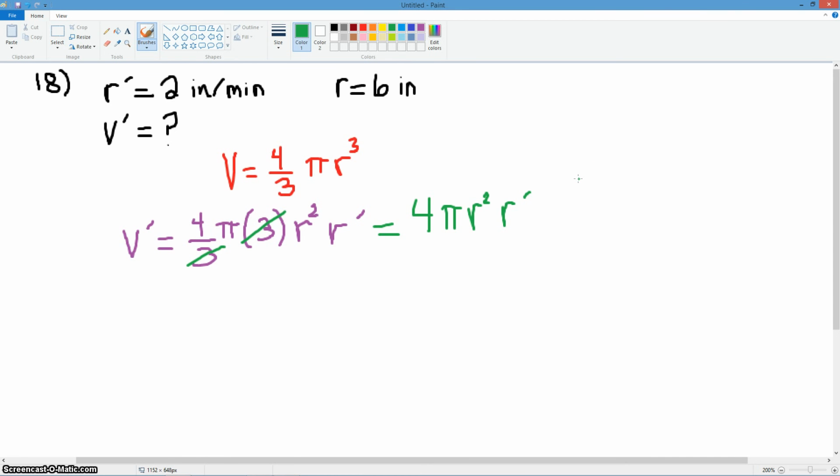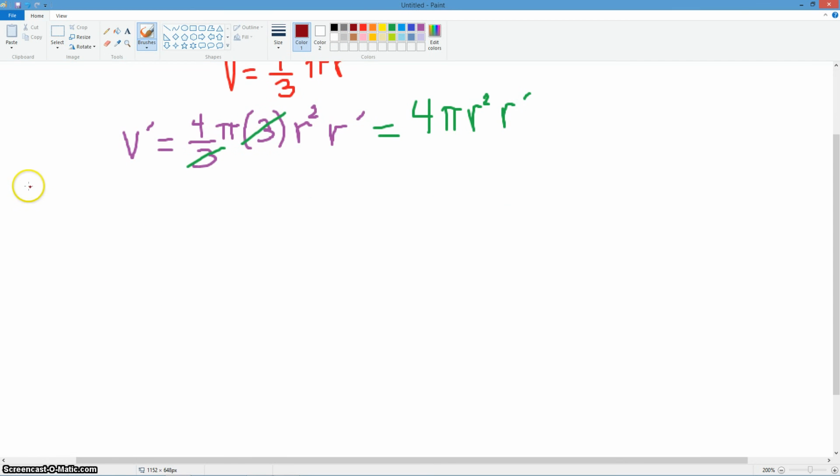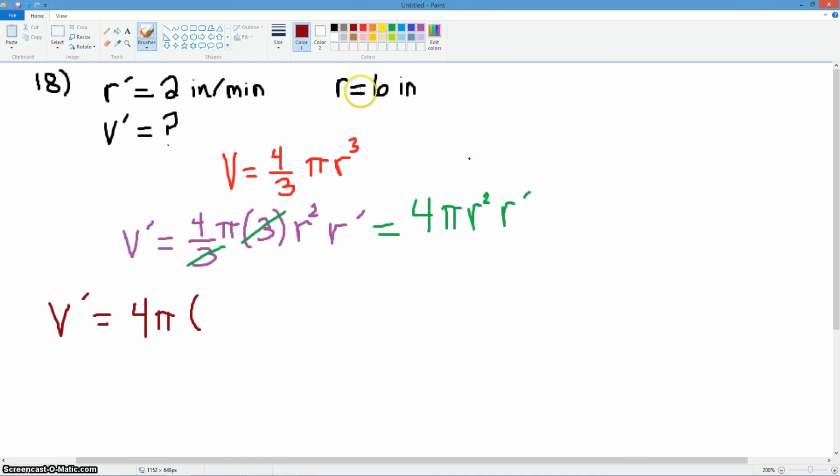All right, so I need to look for V prime. It's already isolated, so we don't need to do any moving around. It's already good to go. So your next step is to go ahead and substitute. So I have V prime is equal to 4 pi times r squared. So r is 6. If I square that 6, I get 36, times r prime, which gives me 2 from the story.